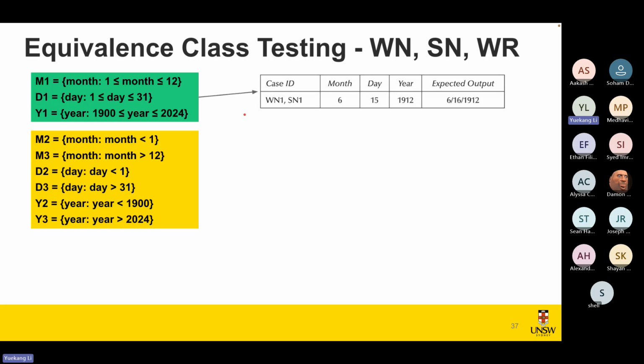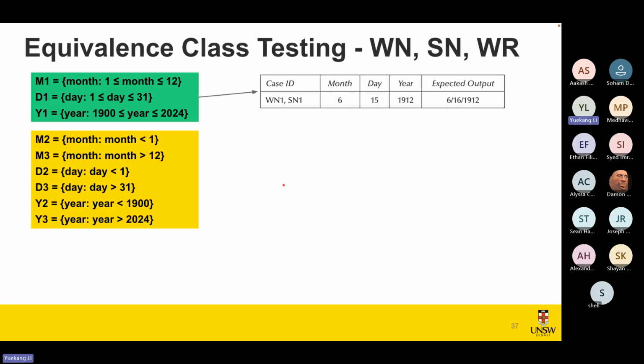Weak normal. Weak means we don't care about the permutations. We just make sure that each equivalence class is covered by at least one test case. And normal means we don't care about the invalid classes.